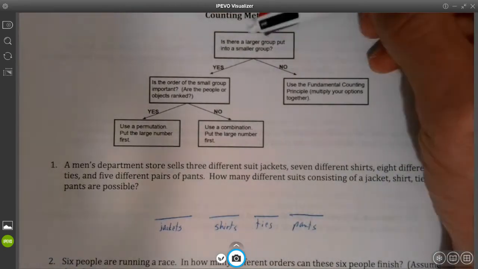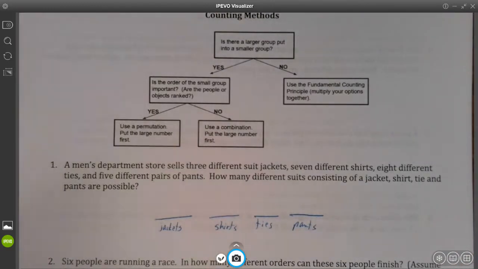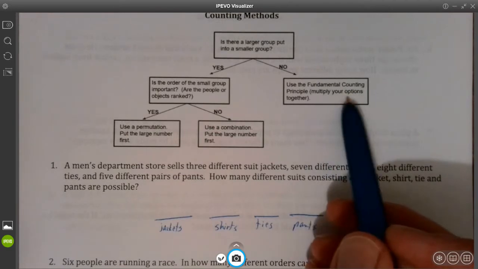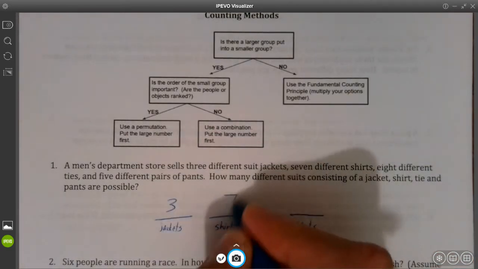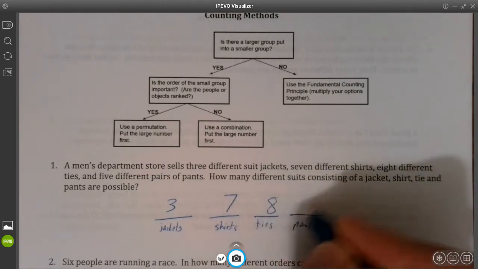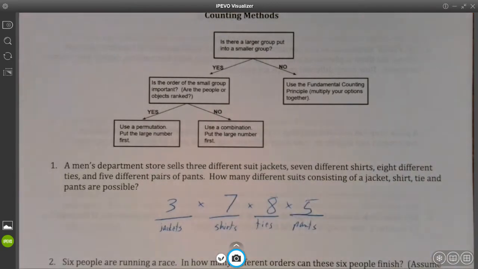So here goes. Is there a large group put into a smaller group? No, actually, there's not. And you could be like, well, I'm only picking one of this and one of that. But when it's a large group put into a smaller group, you'll understand it in that context a little bit better. So just use the fundamental counting principle and multiply your options together. So I have 3 jackets, 7 shirts, 8 ties, and 5 pairs of pants. That's what's hanging in my closet right now. And just multiply your options together.